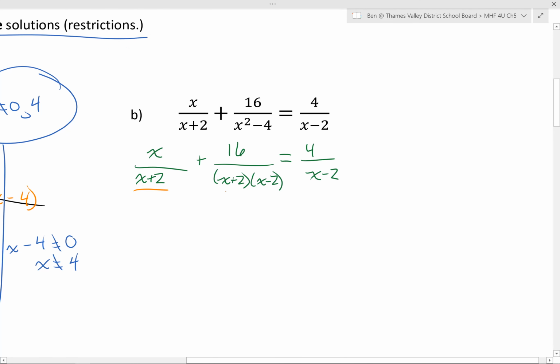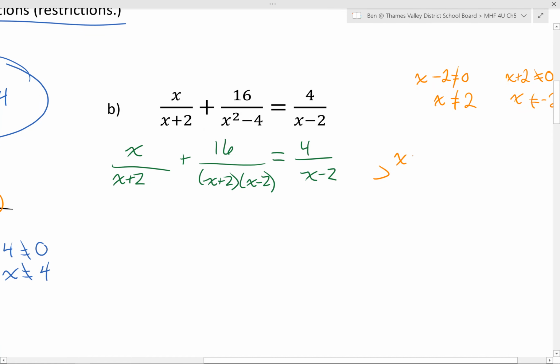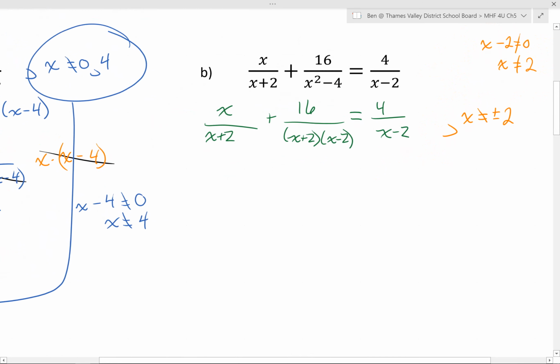I notice here that I see the same two factors appearing together. My restrictions can be found from setting those factors equal to 0. So x minus 2 equals 0, which means x cannot equal positive 2. And then x plus 2 cannot equal 0, so that means x cannot equal negative 2. Please forgive my cannot equal signs, I know they're inconsistent. That's okay. All right, so my two restrictions, x cannot equal plus or minus 2. Fantastic. Now let's keep working here.